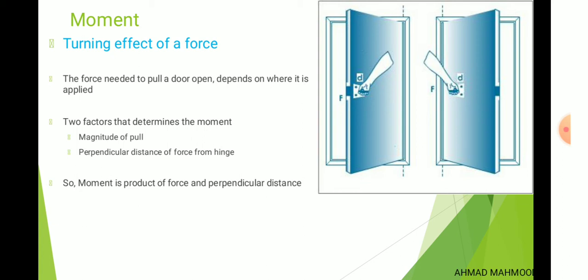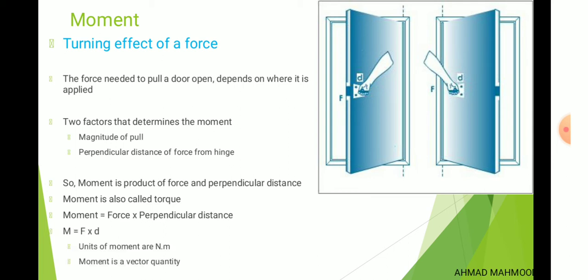Okay, so movement is the product of force and the perpendicular distance. Perpendicular distance is also called movement arm. So force into movement arm is the movement. Mathematically, we will write it M is equal to F into D. F is the force and D is the movement arm, which is the perpendicular distance.